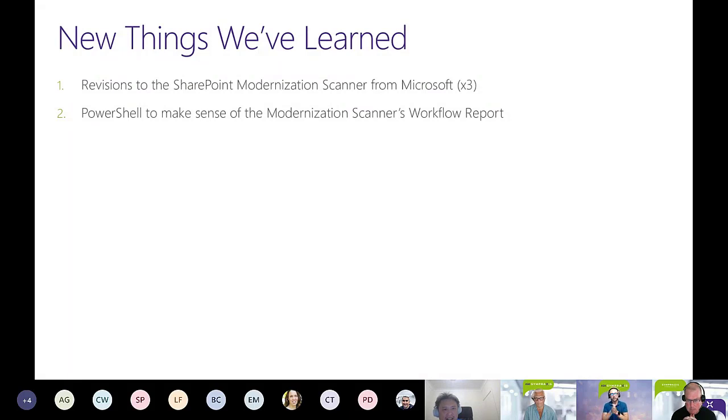One of the things that I blogged about when this first came out was how to find these workflows that are going to get shut off unceremoniously on November 1st. Microsoft had a free tool that already did that and a whole bunch of other things called the Modernization Scanner. Since I blogged about that a couple of weeks ago, they've been constantly revising it and making it better. The version that was out when I first started this was 2.12. Now they're on 2.15 or 2.16.